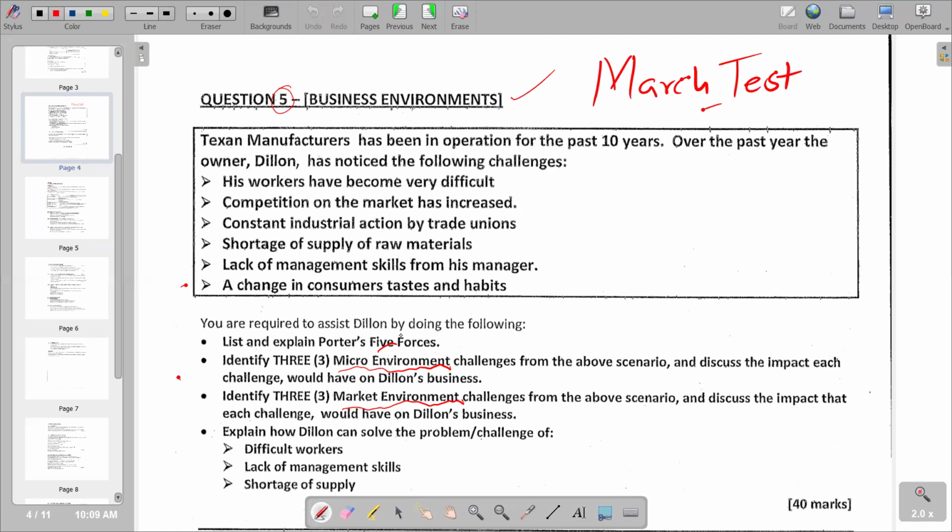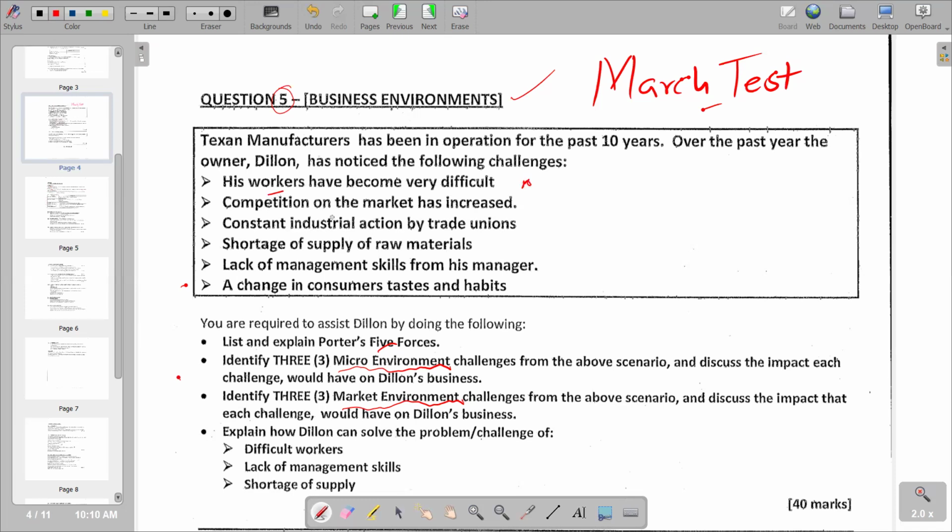Remember, the microenvironment we are saying is the internal environment which the business can control. So basically, it constitutes the employees of the business, and anything that surrounds those employees or workers of the business can also describe the microenvironment. Those are the challenges that we want to pick from the points given in the scenario. You'll see that the first point says his workers have become very difficult. There's an issue to do with workers, so it becomes one of them.